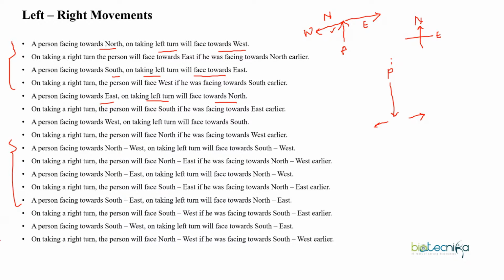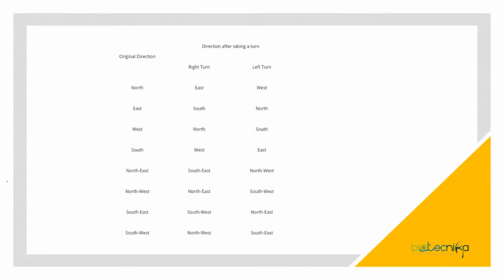Okay, so you don't have to learn all these points the way they are written. You just have to remember this. So what does it say? It says the original direction and the direction taken after the turn. So this is the original direction. That means if a person is standing facing towards north and he or she takes a right turn, then it will be the east direction.